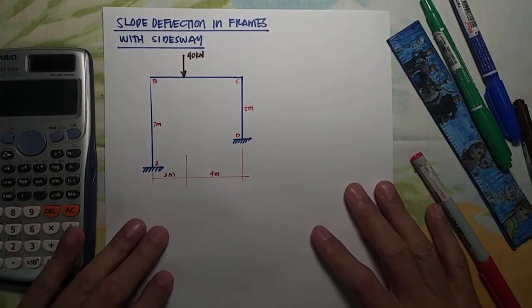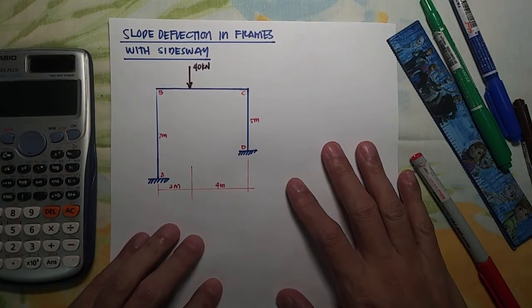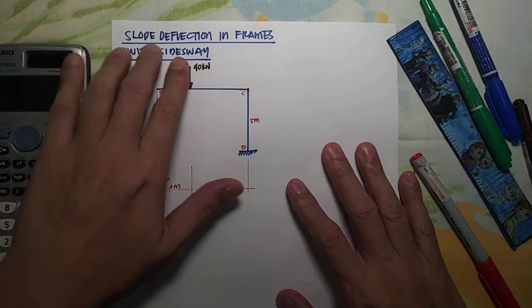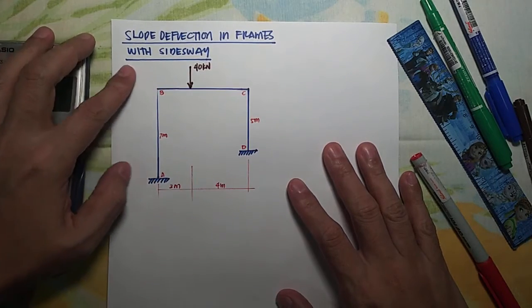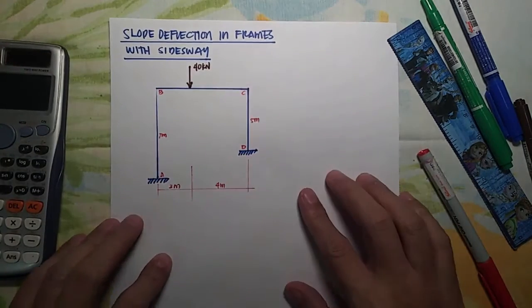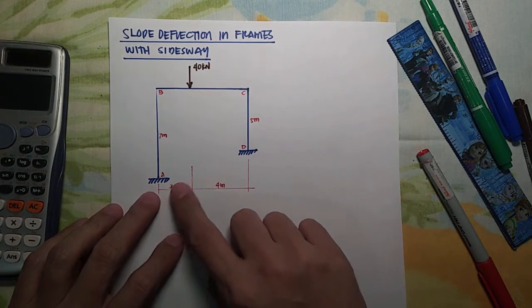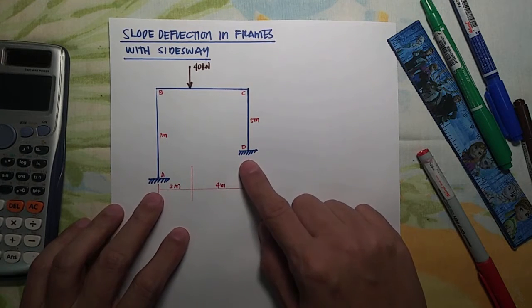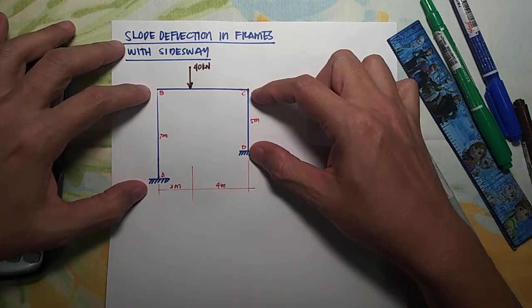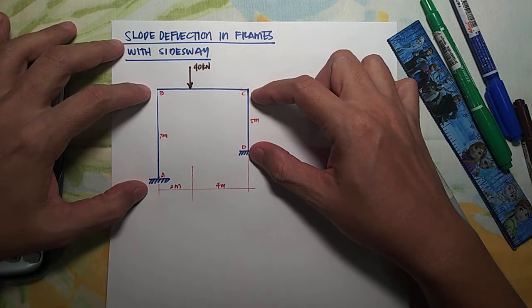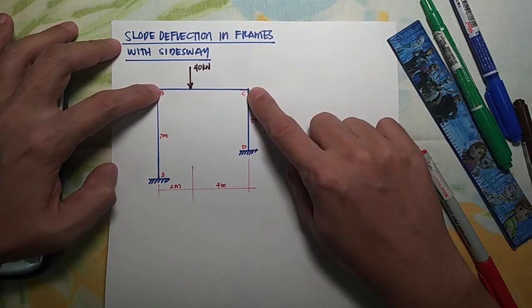Today I'm going to solve another problem. This time, we have the slope deflection method in frames with sidesway. We're going to analyze this frame ABCD, with fixed supports, and the lengths are not equal, so the frame is unsymmetrical. At the same time, the load of 40 kilonewton is applied not at the midspan.